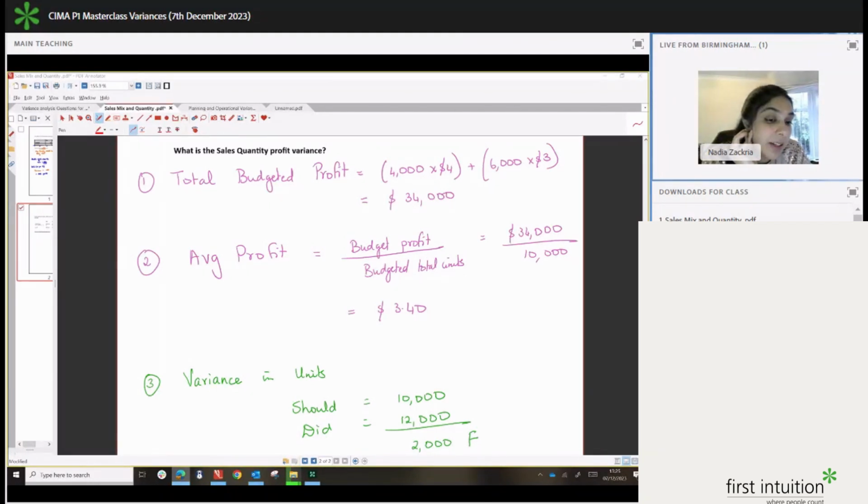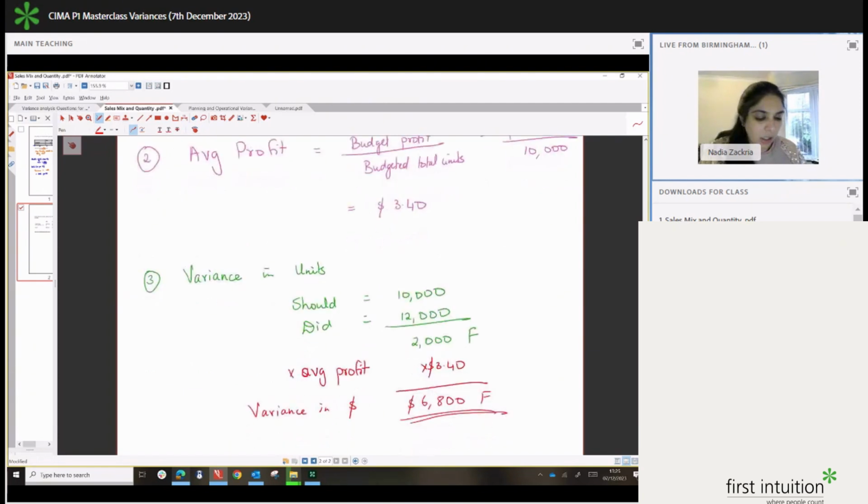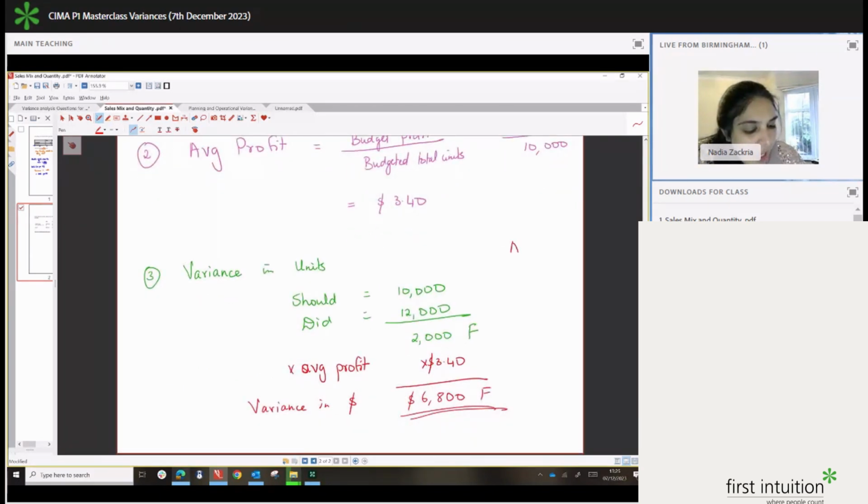If they did ask you for a single product, same method, but instead of doing a budget and total for each, you can do A and B separately. Okay, work through the variance in units, but this time again, you will use average profit to work that out. Right? But most often what you get is a total variance.